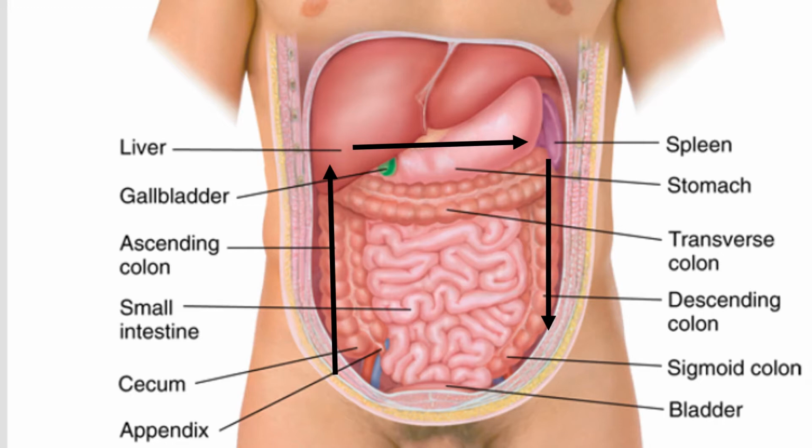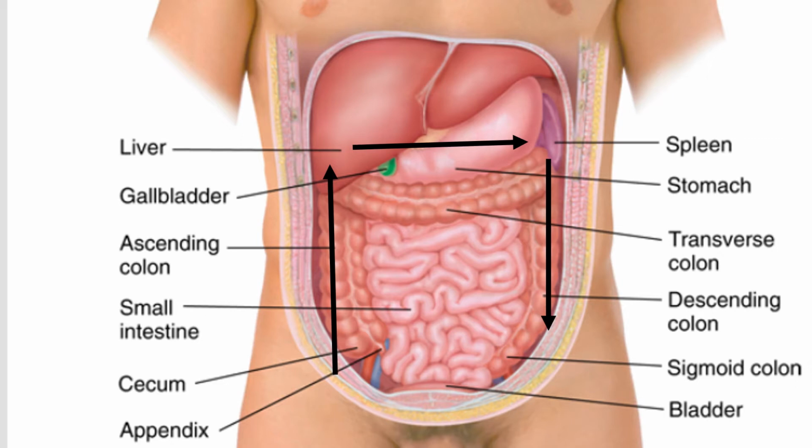Then you have the descending colon. And that, at the beginning of that arrow, is where the spleen is. And then you have the descending colon that goes into the sigmoid colon and the rectum. So that's how I remember where the structures are in the abdomen. Right up here's the liver, then across with the transverse colon, and then down with the descending colon.